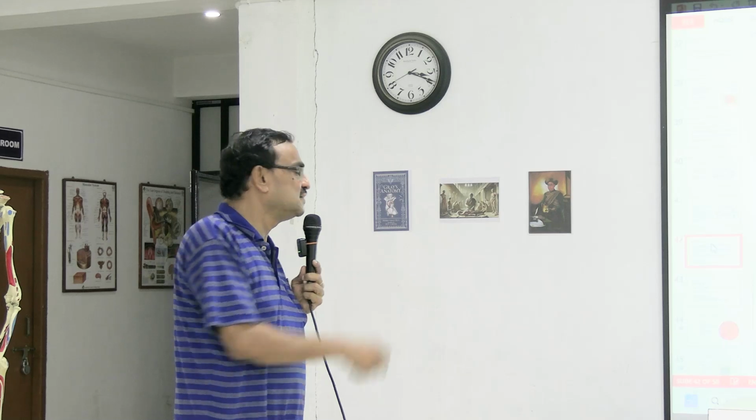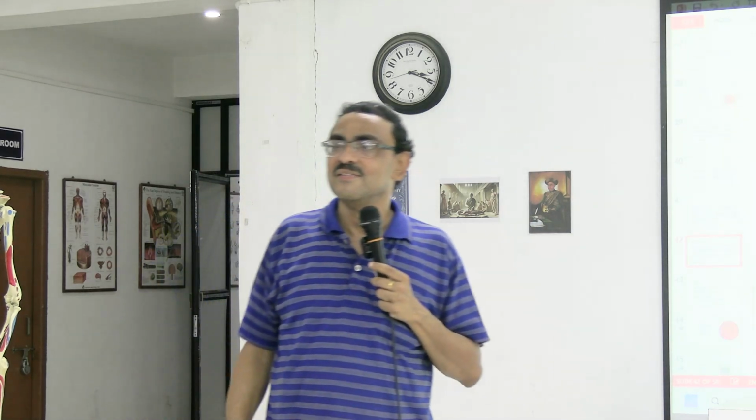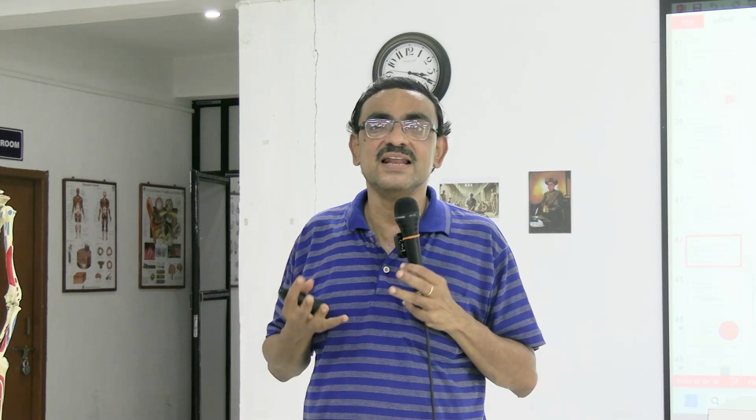Vitreous, what is vitreous? Vitreous is a jelly like substance which is present behind the lens, behind the posterior chamber.